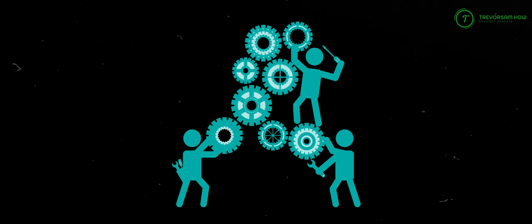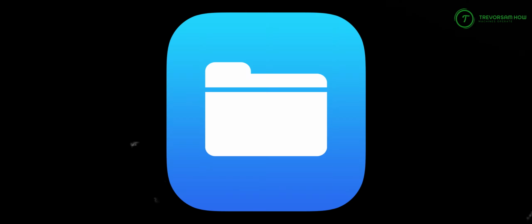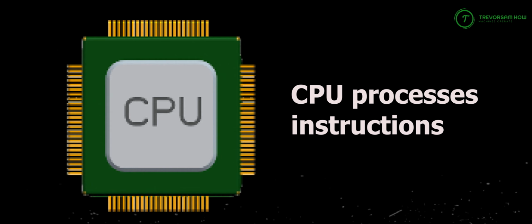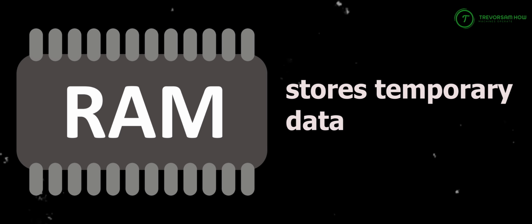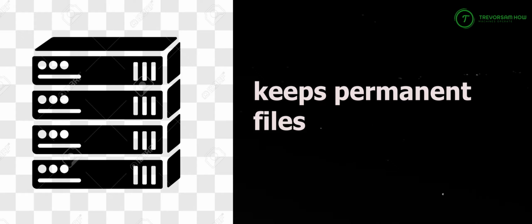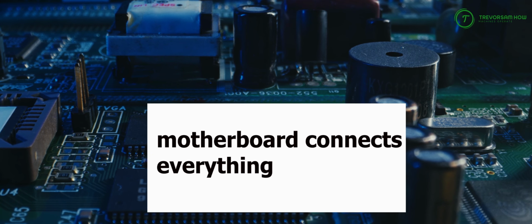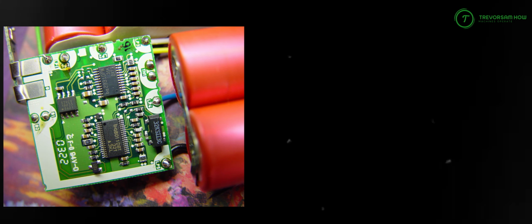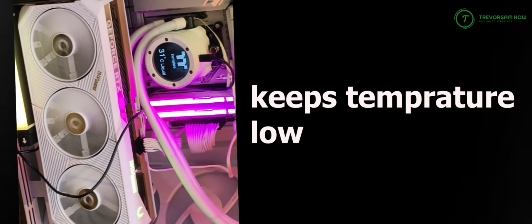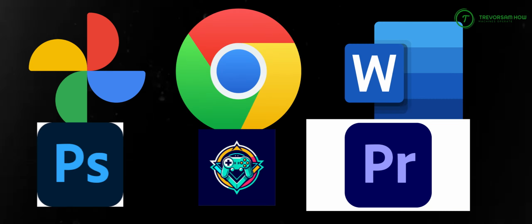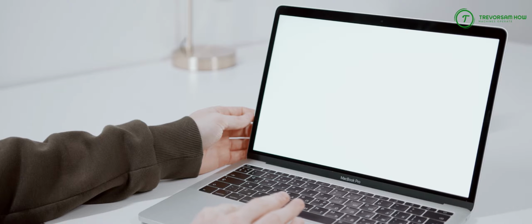Crazy teamwork, right? So let's quickly summarize everything. Keyboard and mouse give input. The CPU processes instructions. The RAM stores temporary data. Storage keeps permanent files. GPU draws graphics. Motherboard connects everything. Power supply gives energy. Cooling keeps temperature low. Operating system controls everything. Apps let you do tasks, and together they create the computer you use every day.